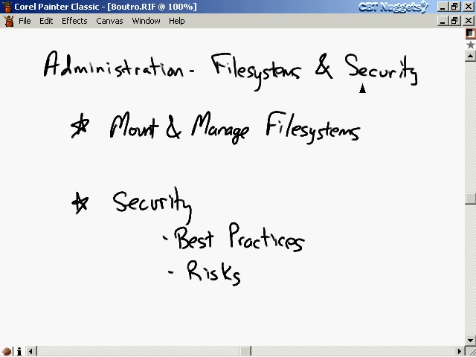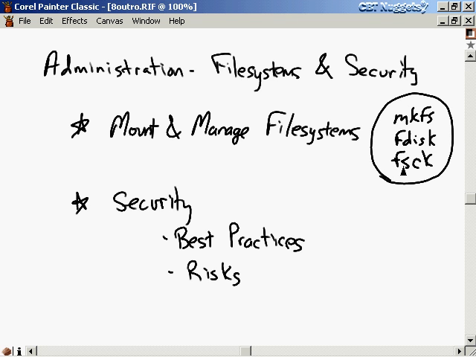Let's wrap up this nugget with a review of what we talked about. We talked all about the administration of file systems and security in Linux. First, we talked about mounting and managing file systems and partitions and devices on your system. And to do that, we learned the commands makefs to make a file system or format a disk. Then we talked about the fdisk command and the fscheck commands. And don't forget, all three of these commands can be really dangerous and wipe out data on your disk. So be sure you know exactly what you're doing before you use those. Then we talked about the mount and unmount commands, and then we talked about the df and du commands to examine how much space was used in your file systems and on your disks.